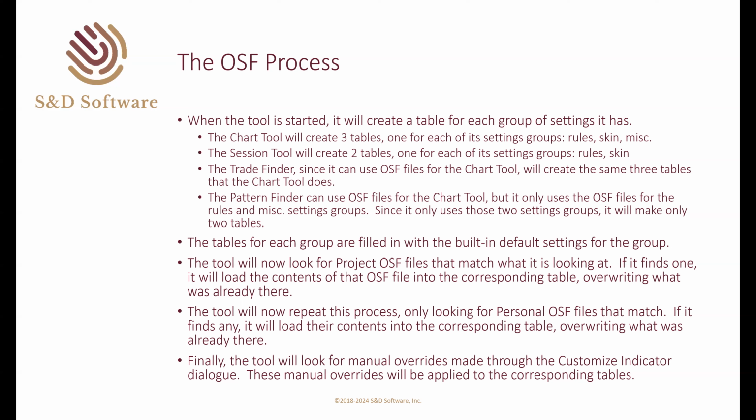So finally, after the tool has applied the OSF files, and he has these tables filled in now and updated based on the OSF files, he's now going to look at what the user has entered for the settings in the Customize Indicator dialog. Now, as we saw in previous lessons, all the settings that are under the control of the OSF subsystem start out with the word default in them. And what the word default means is take whatever value is in the table at this point in time.